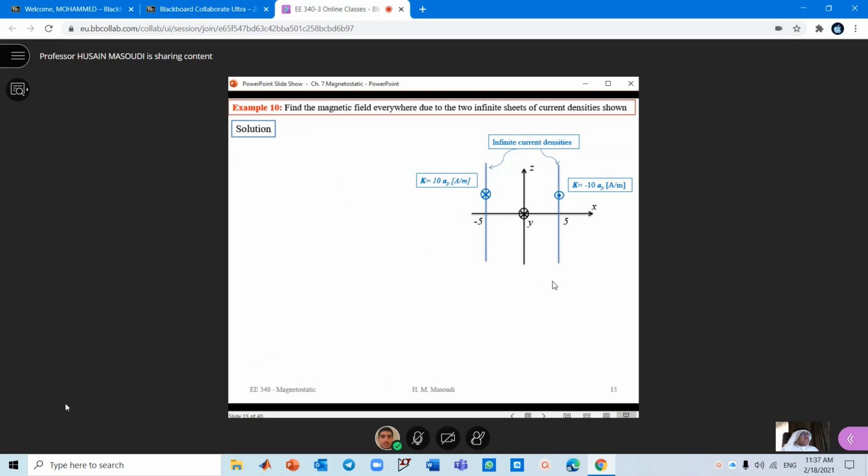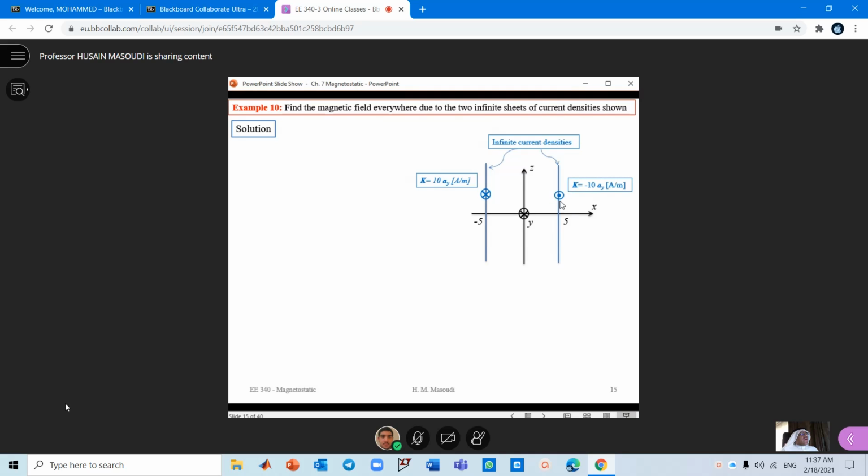It says in here, this is the X, the Y is inside, and this is the Z axis. We have two sheets. One is sitting at X is equal to 5, and it is parallel to the YZ plane. Another one is sitting at X is equal to -5, and it's parallel to the YZ plane. We're looking at the cross section here.